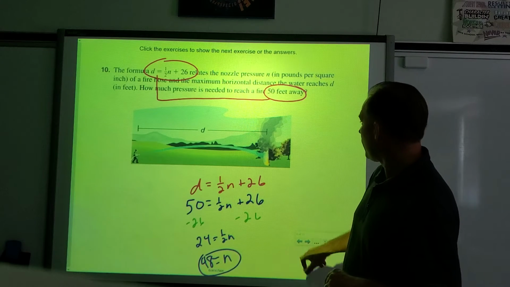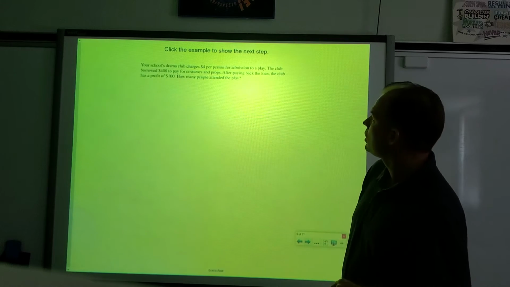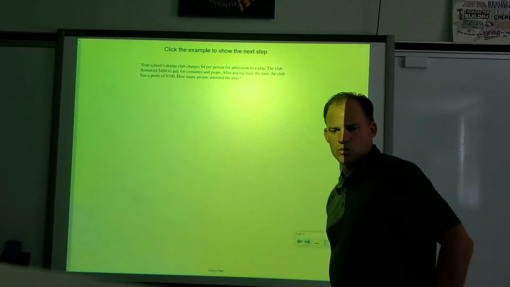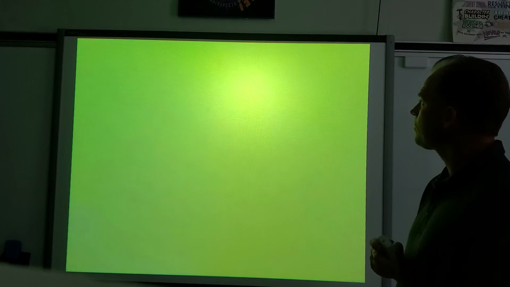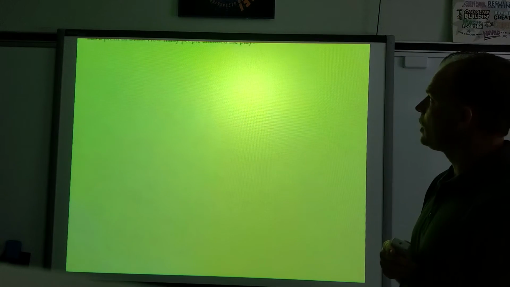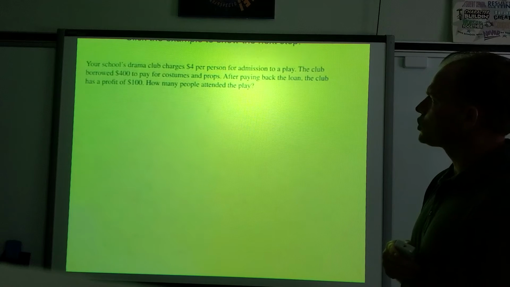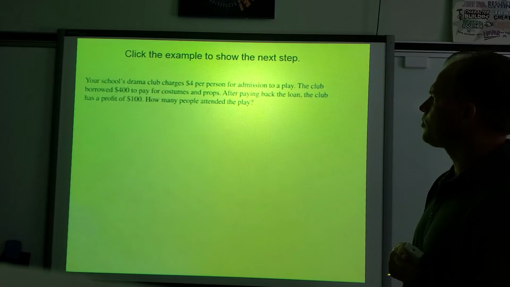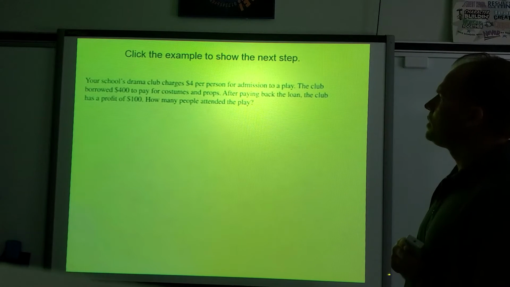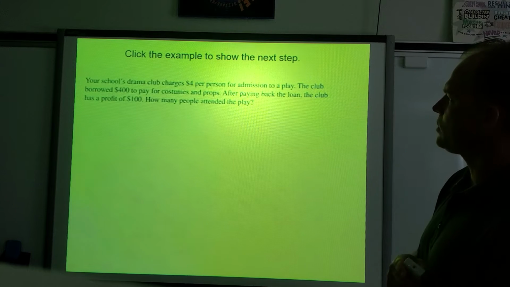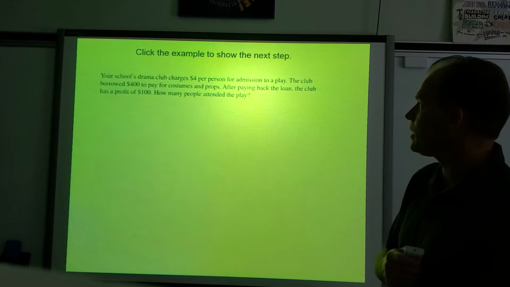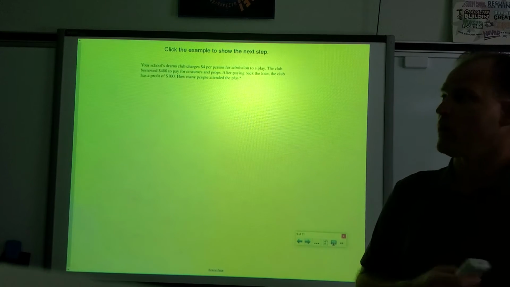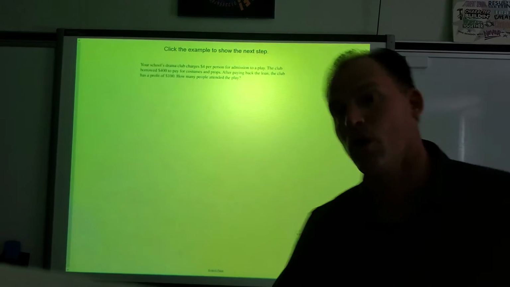Now some word problems, you need to figure out. So this one's a little small. I'll zoom in so you can read it, and then zoom back out here. So it says, your school's drama club charges $4 per person for admission to a play. The club borrowed $400 to pay for costumes and props. After paying back the loan, the club has a profit of $100. How many people attended the play? It does not give you an equation, so you need to make your own.